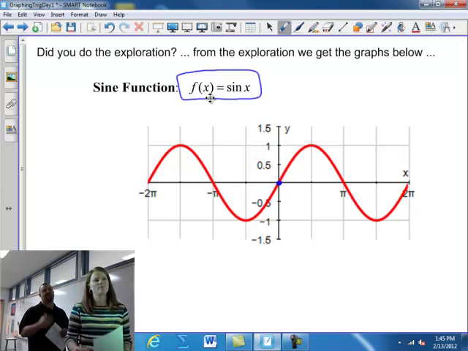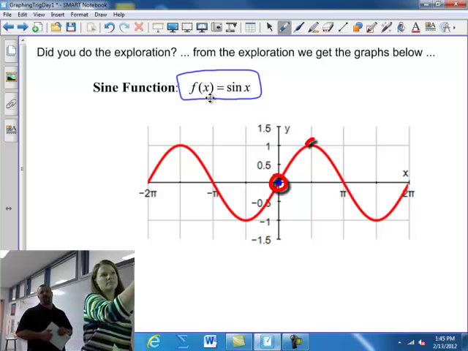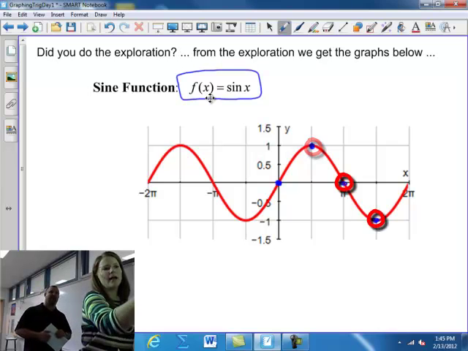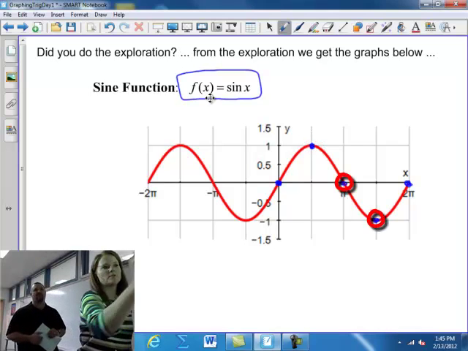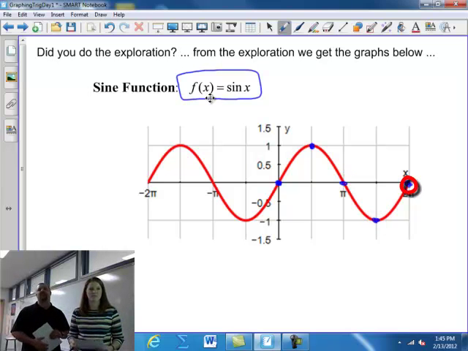Our 5 major points are going to be 0, 0. I like 0, 0. Pi over 2, comma 1. Pi, 0. 3 pi over 2, negative 1. Hey, these sound like quadrantal angles. 2 pi, 0. They are. And if you did the exploration, those 5 numbers are on your chart.